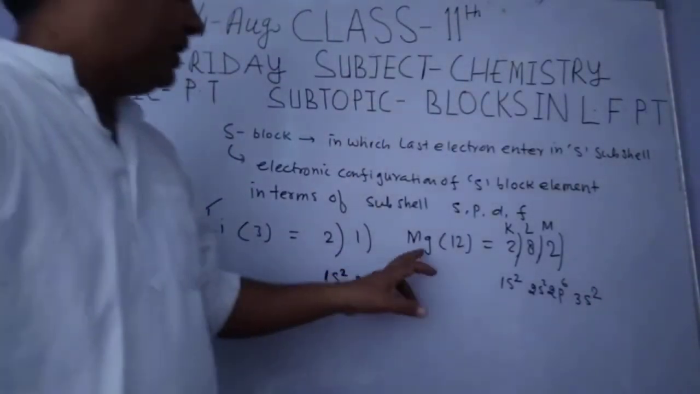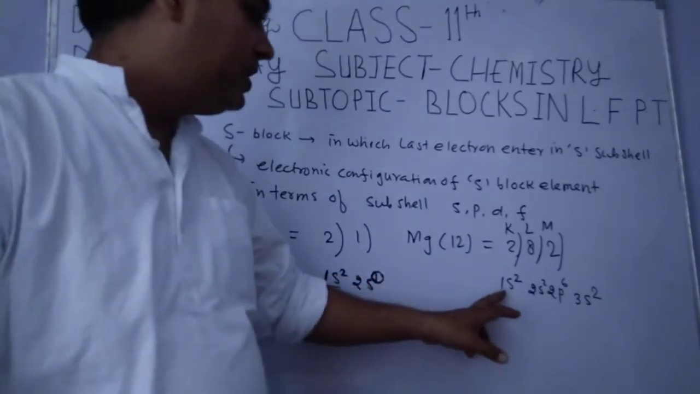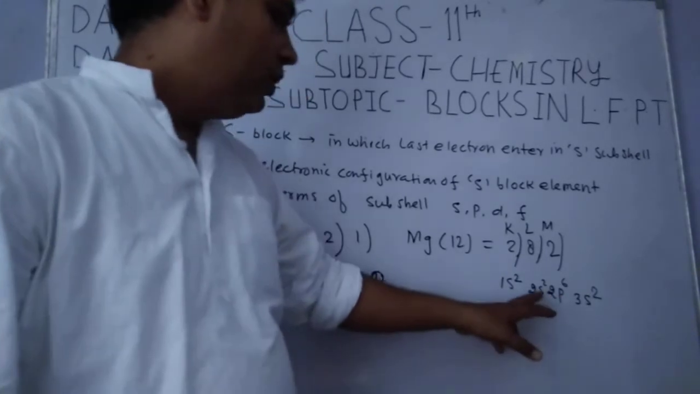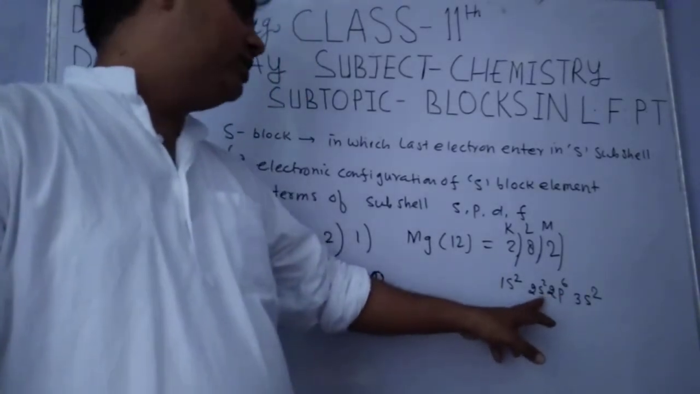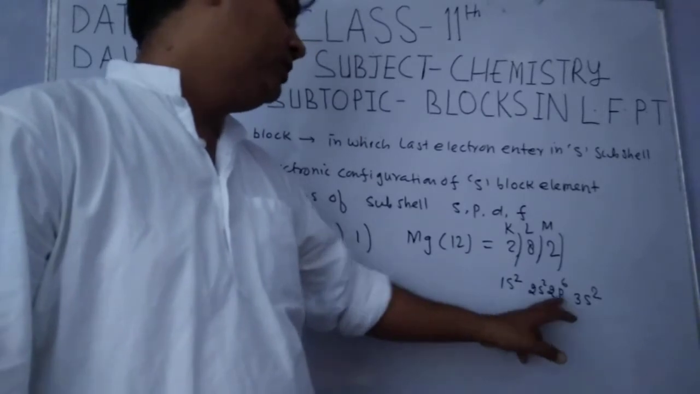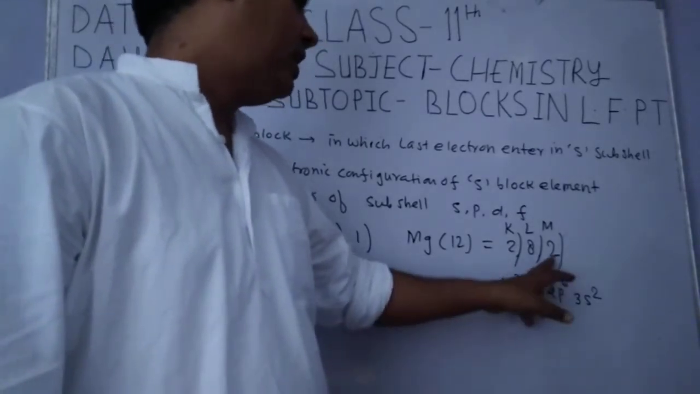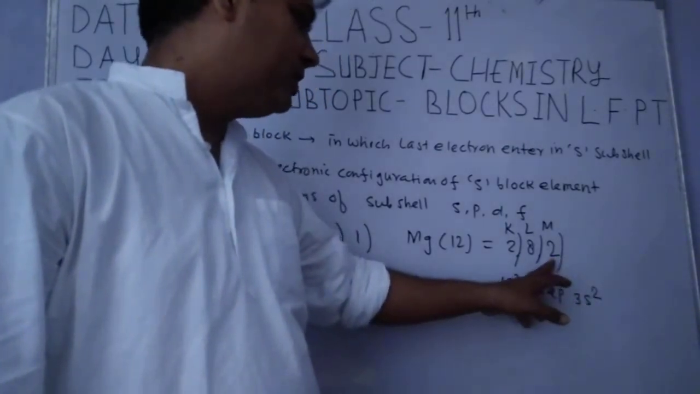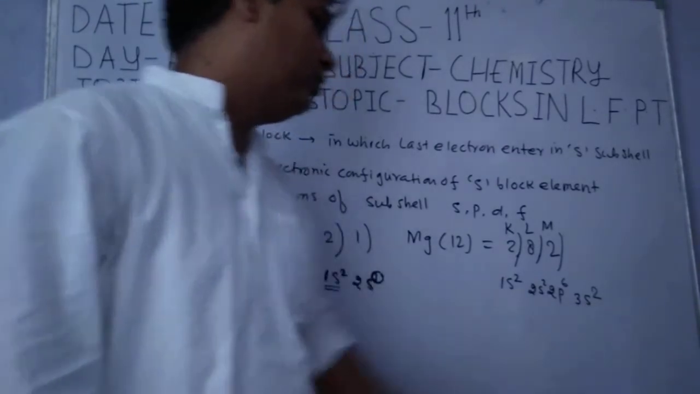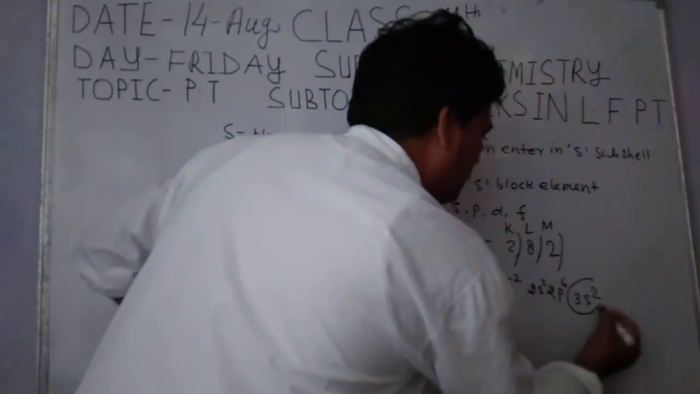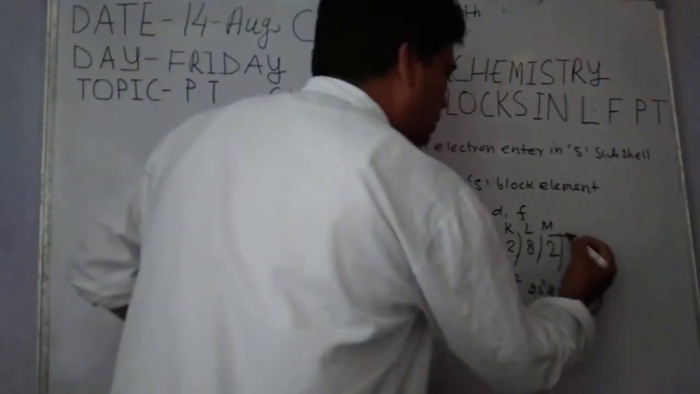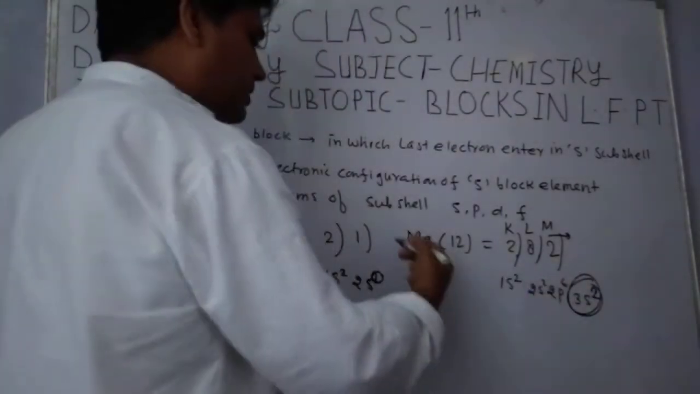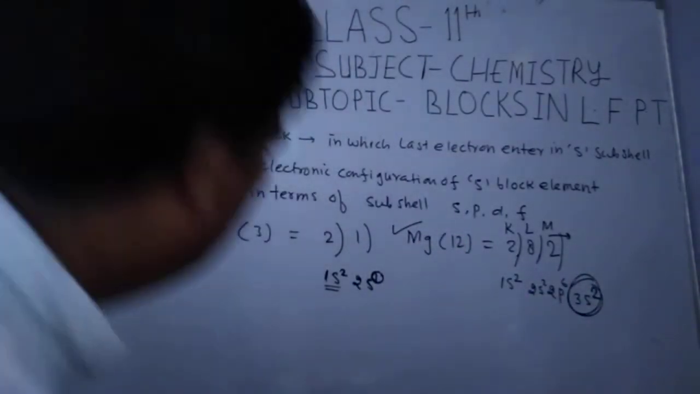So electronic configuration of magnesium is written as 1s2, second cell contain S subcell and P subcell. So in S maximum number of electron is 2, in P maximum number of electron is 6. So 2s2 2p6. In third cell number of electron present is 2, so it is written as 3s2. Okay, this is known as valence shell. It contain 2 electrons and last electron enter in S subcell, so it is a S block element.